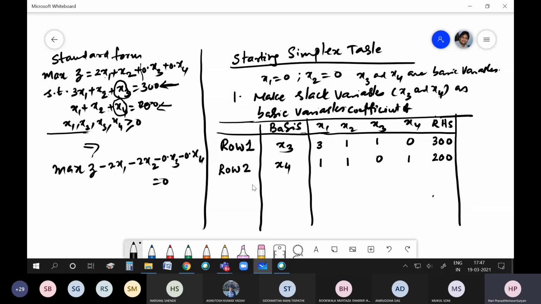Now at last we will write the objective function. We call this the Z row. For this the basis is Z. What are the coefficients of x1, x2, x3 and x4? In this it will be minus 2. This should be minus 2.